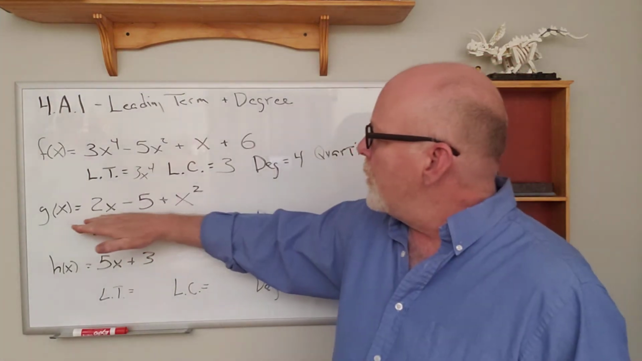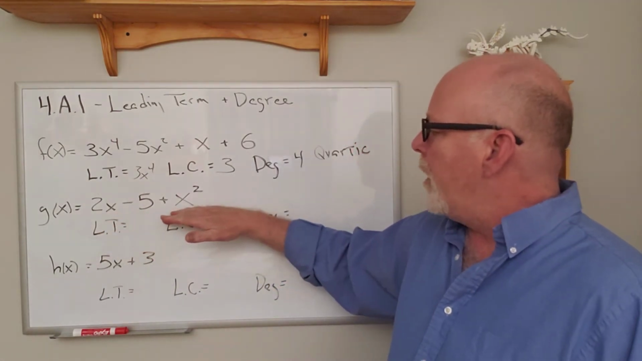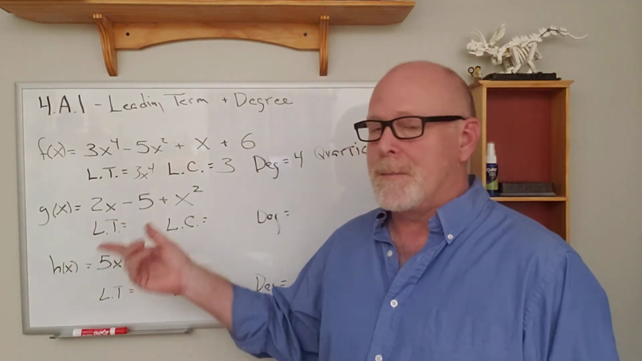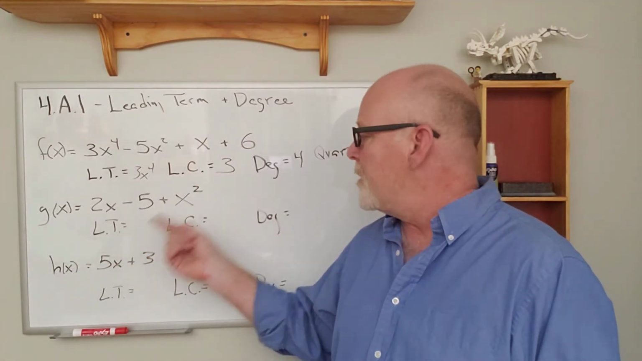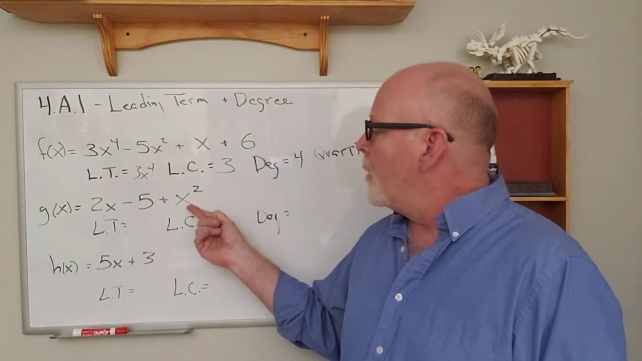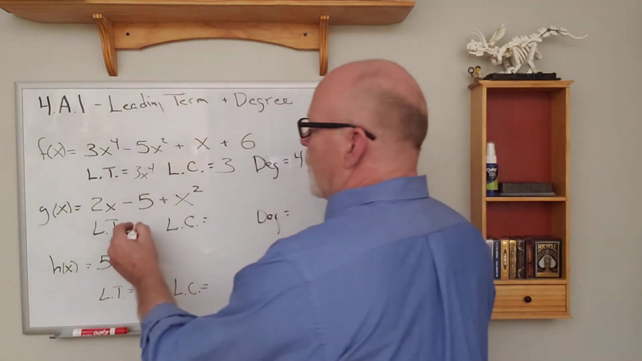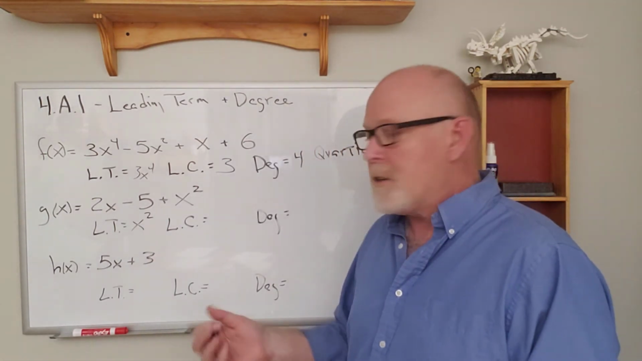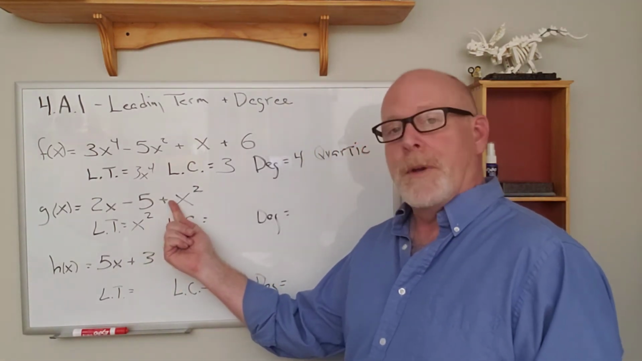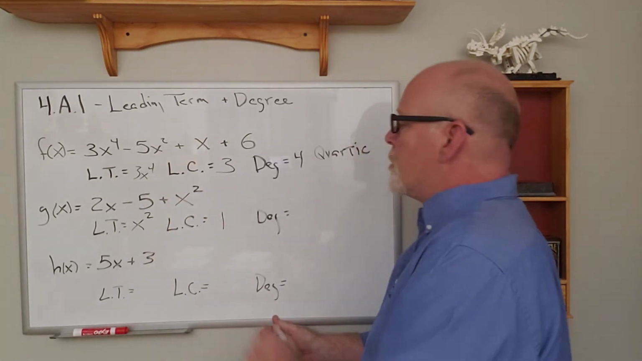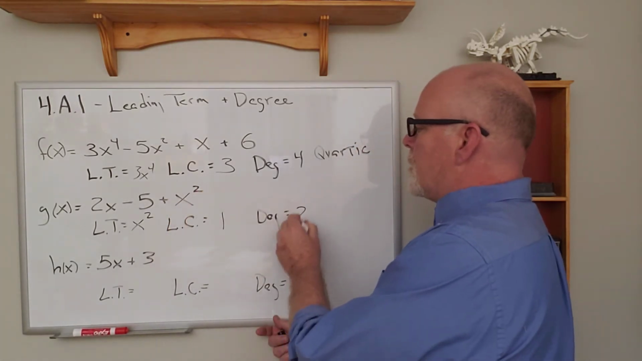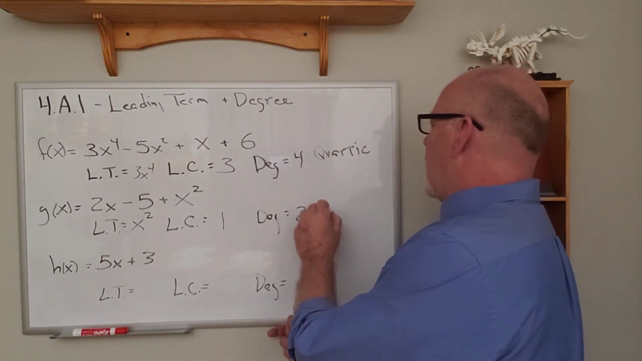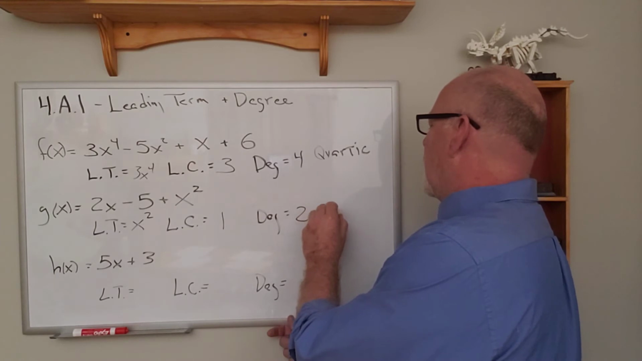Here we got 2x minus 5 plus x squared. The biggest exponent we see isn't always on the first term. Sometimes they do this intentionally to try and trick us. Here it's x squared. So our leading term is x squared. Our leading coefficient is the number in front of the term, which here isn't written, so we understand it to be 1. And our degree is the exponent, our 2. So we would call this a quadratic.